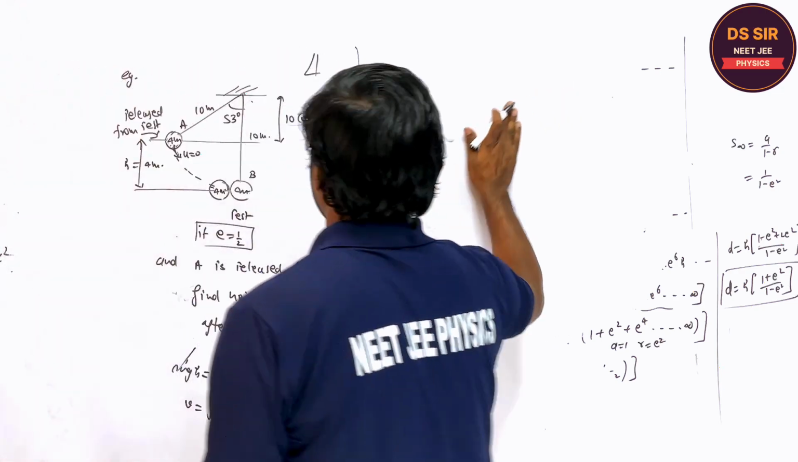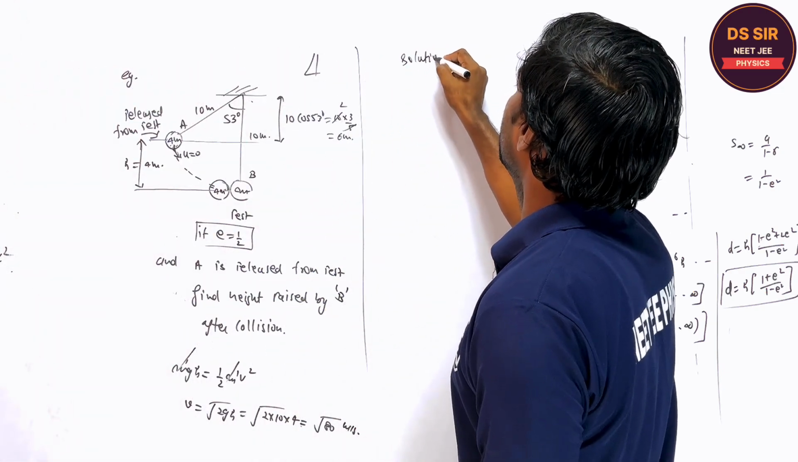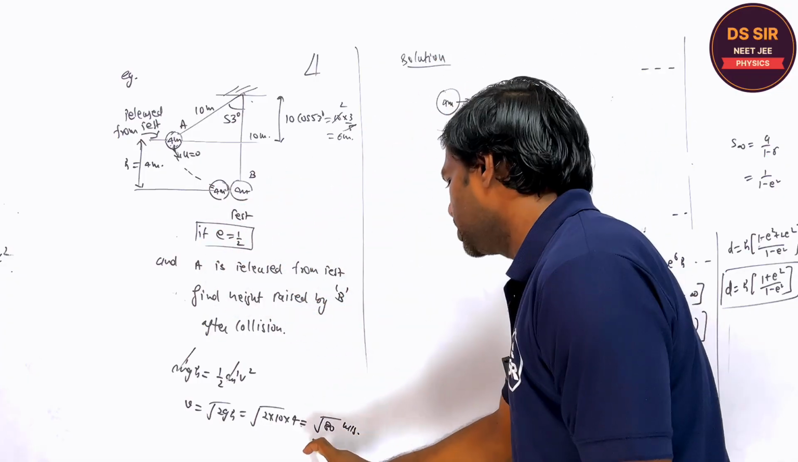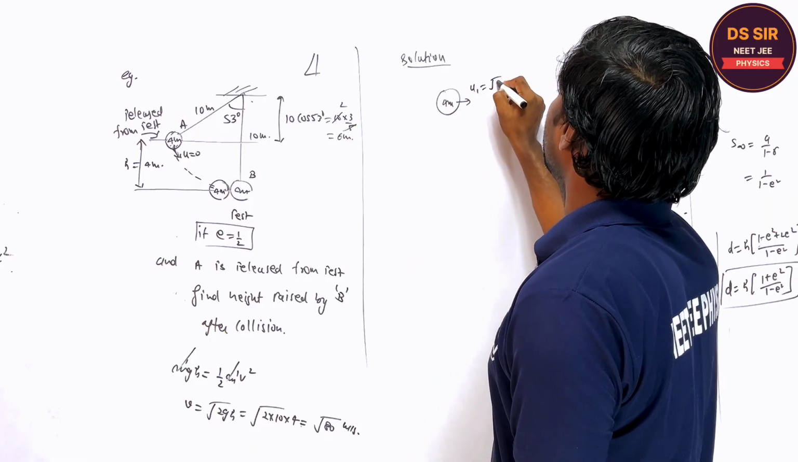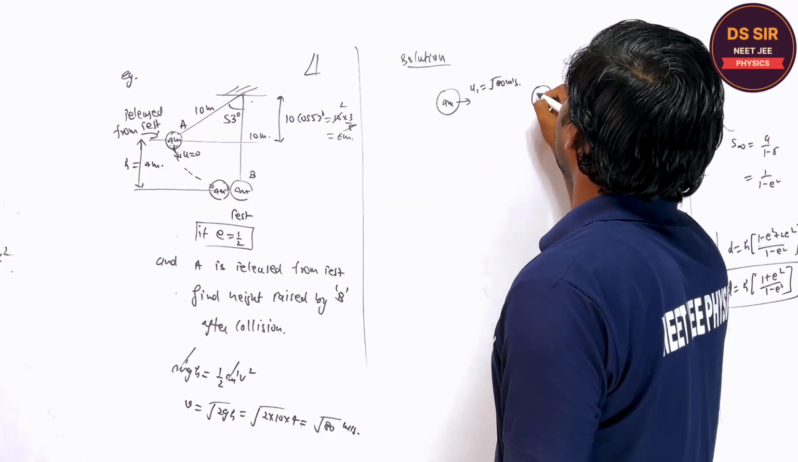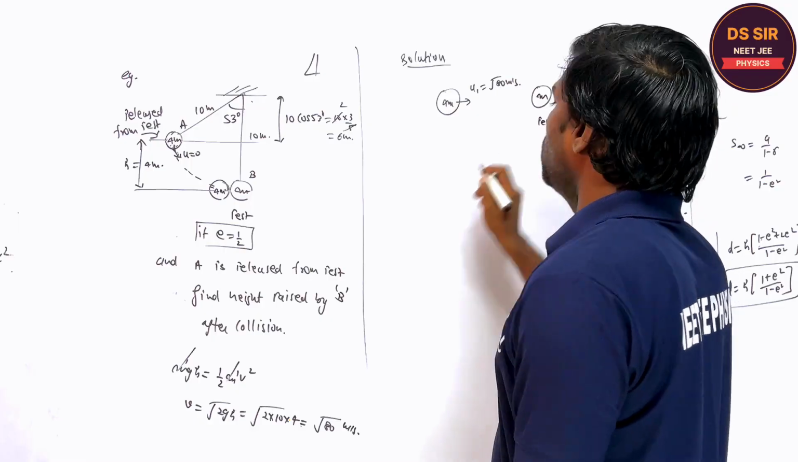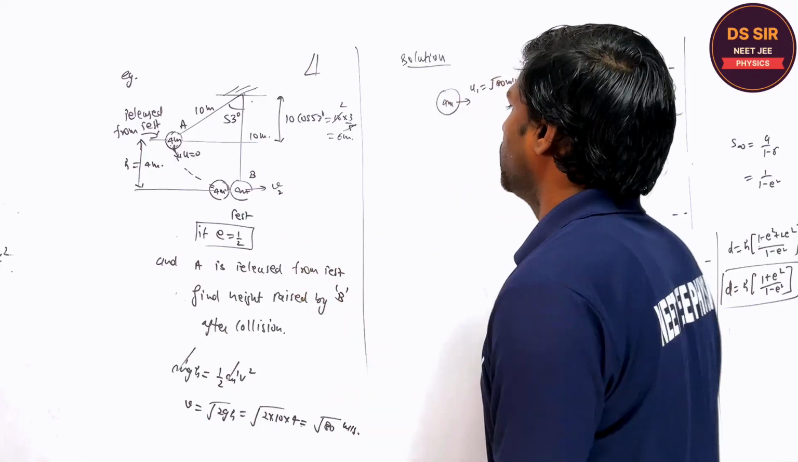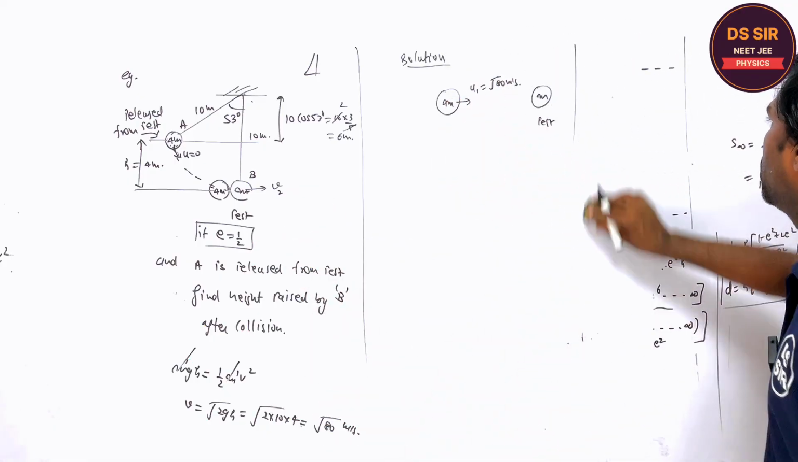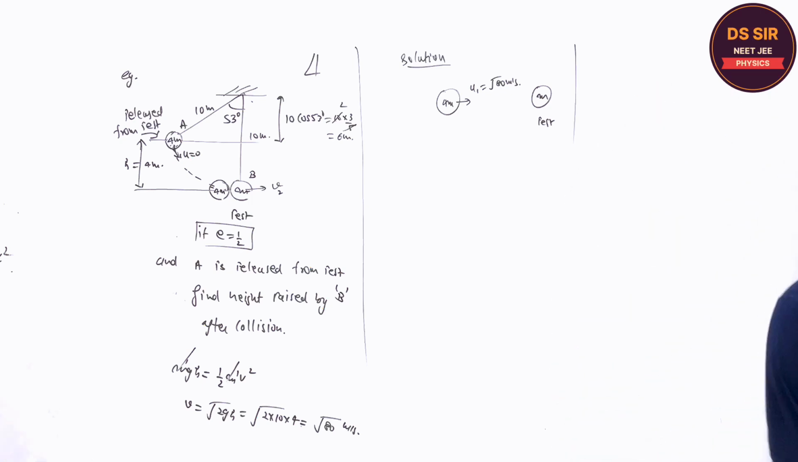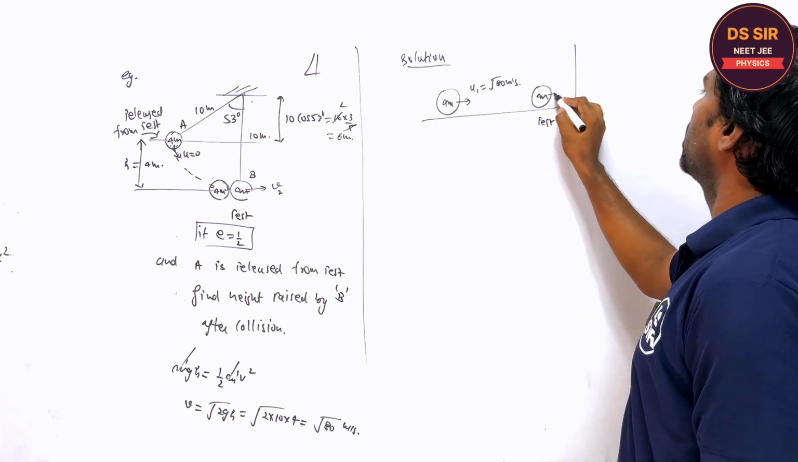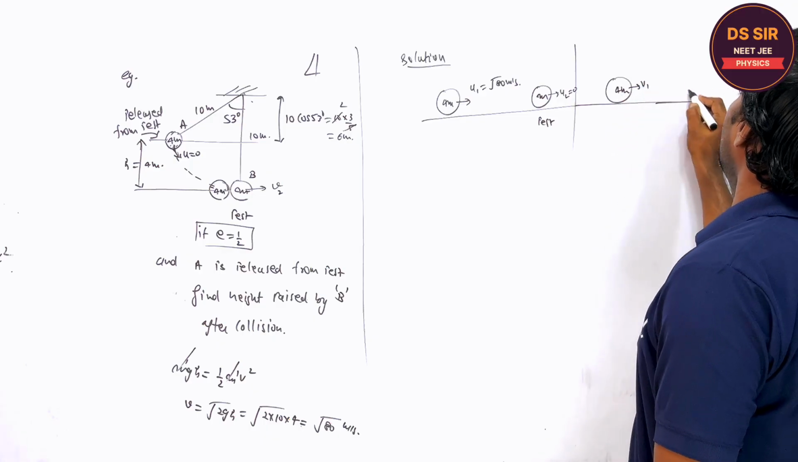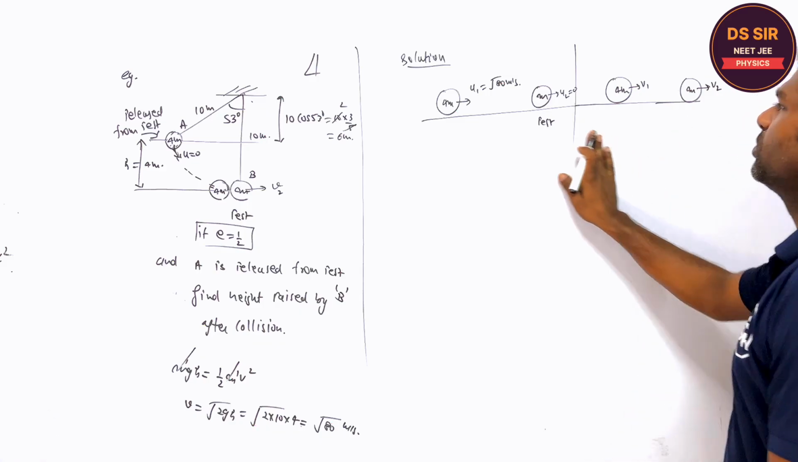So what is happening now? In the solution I am writing, this is the 4m mass ball whose initial velocity is u1, root 80 meter per second, and the other ball is at rest. After collision we have to find the speed of this ball, which is v2. So this is u2 at rest, this is the 4m mass with velocity v1, this is the m mass with velocity v2. Is it clear?